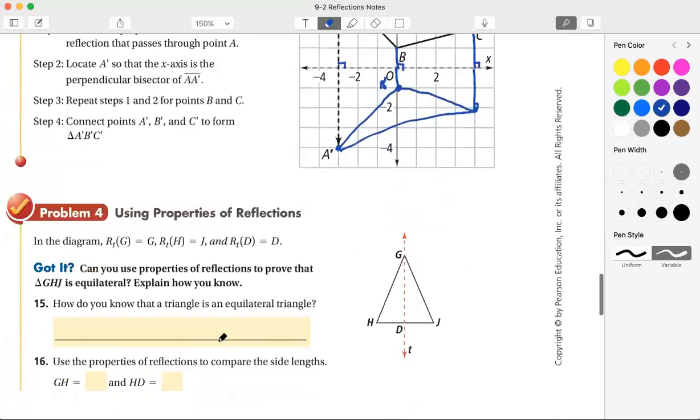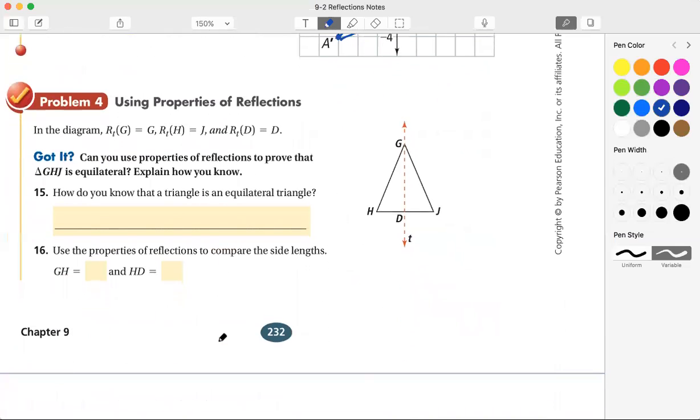All right, problem number 4. So in the diagram, R sub T of G equals G, R sub T of H equals J, and R sub T of D equals D. Can we use the properties to prove that this is an equilateral triangle?